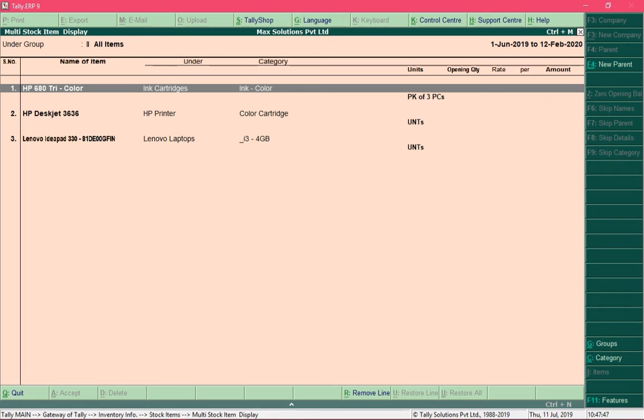In the next section we will record purchase and sales of these items along with their GST component. So you will learn how to record GST entries, and you will learn how to record purchase and sales of these items as well.